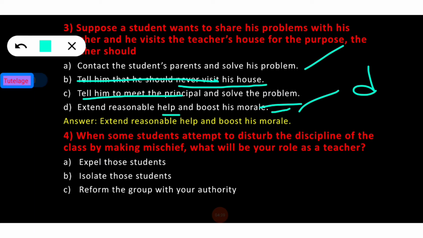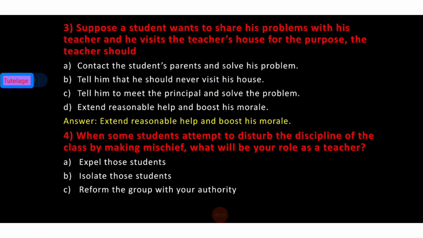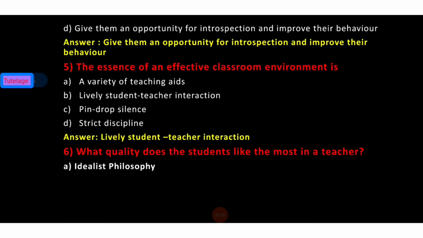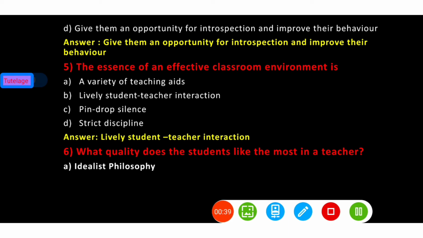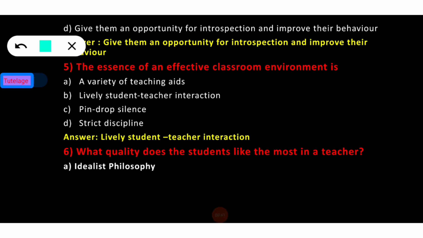Now move on to the fourth question. When some students attempt to disturb the discipline of the class by making mischief, what will be your role as a teacher? Option A, expel those students. Option B, isolate those students. Option C, reform the group with your authority. And option D, give them an opportunity for introspection and improve their behavior. What will be the correct answer for this particular question?